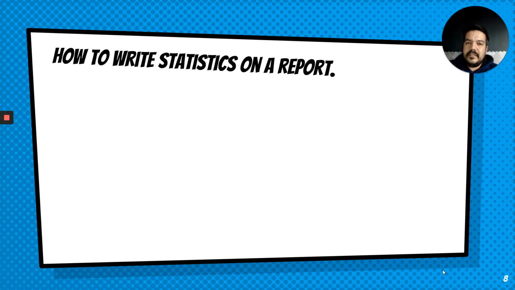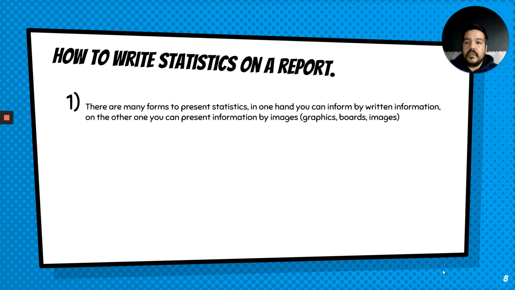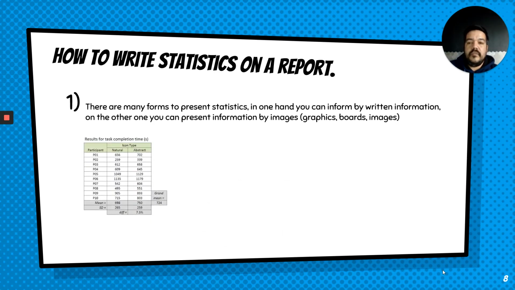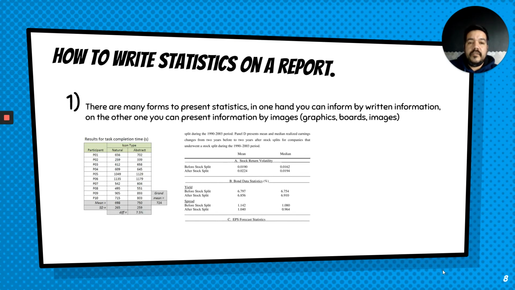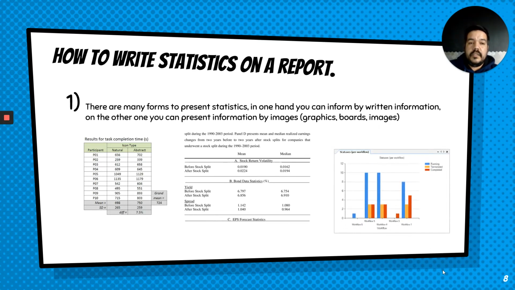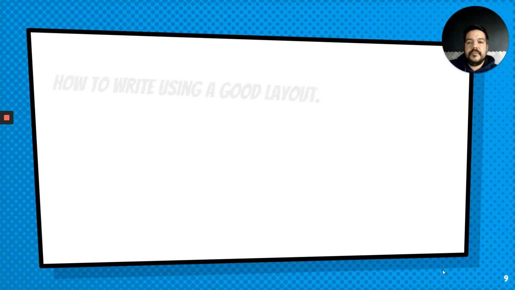How to write statistics in a report? Well, 1. There are many forms to present statistics. On the one hand, you can inform by written information. On the other, you can present information by images, graphics, or boards. There you have a board, there you have written information, then you have graphics.